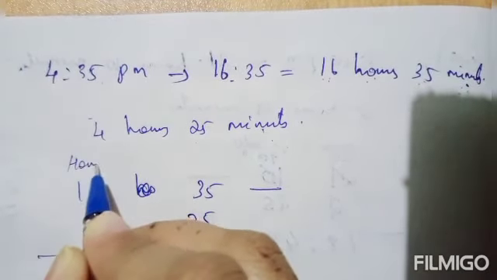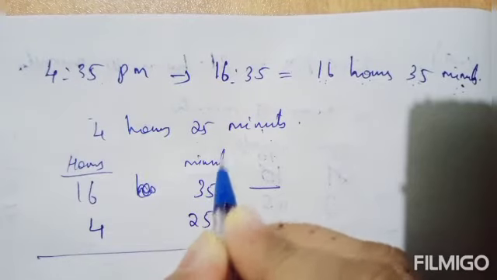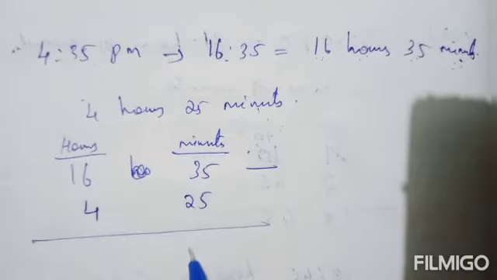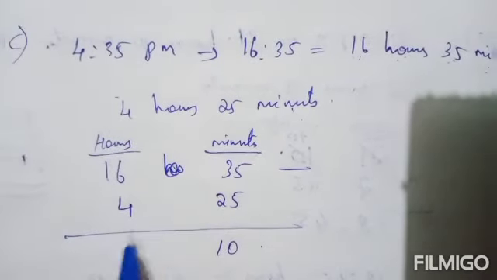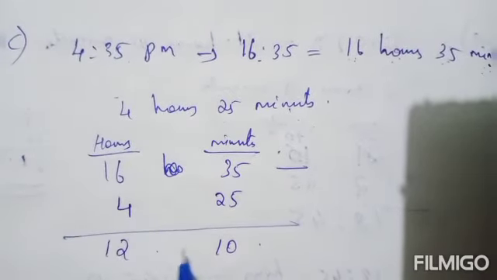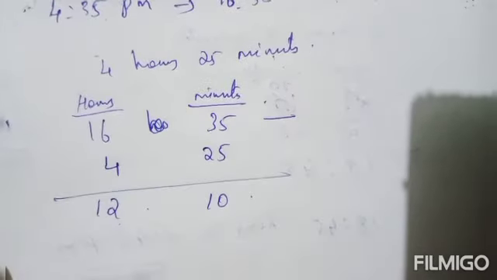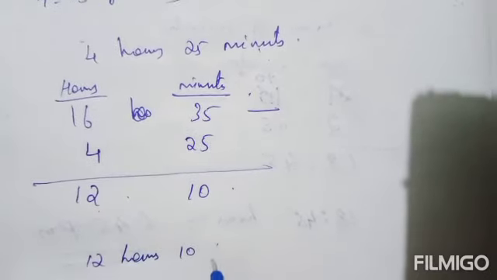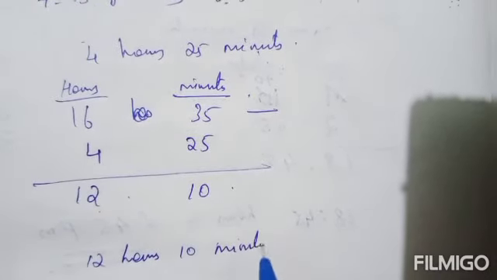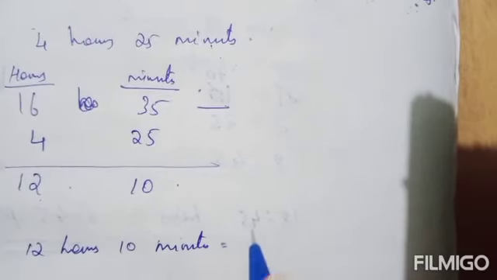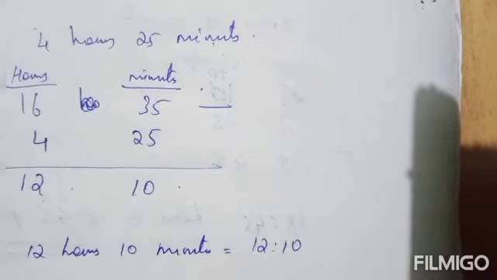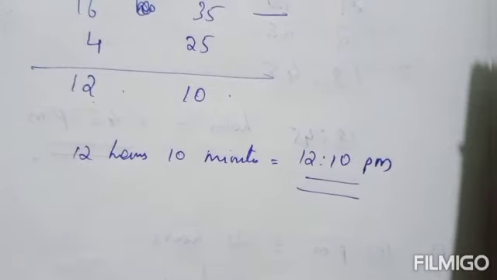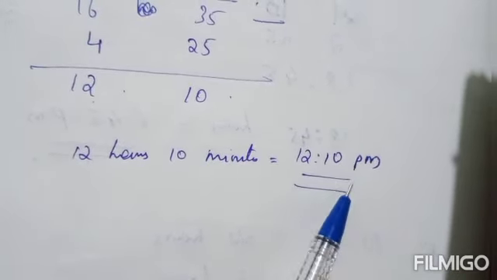Hours in one column and minutes in the other column. Now 35 minus 25 it is 10. 16 minus 4 it is 12. So 12 hours 10 minutes, that is 12:10. So 4 hours 25 minutes before 4:35 p.m. it will be 12:10 p.m.